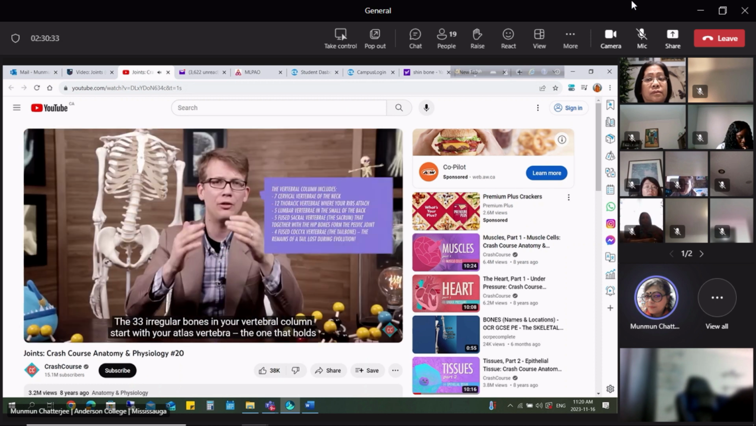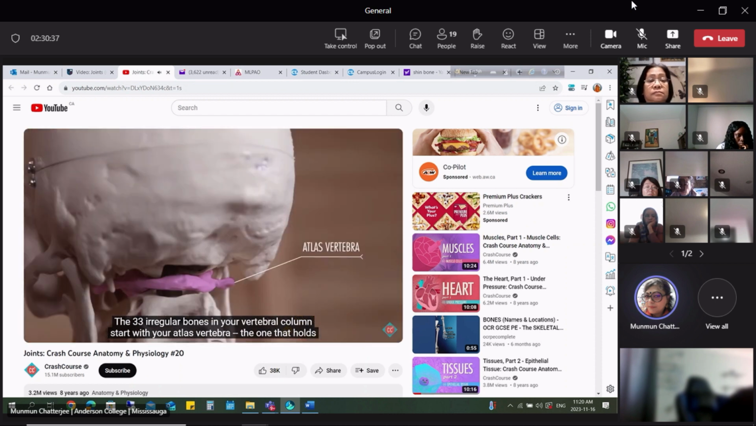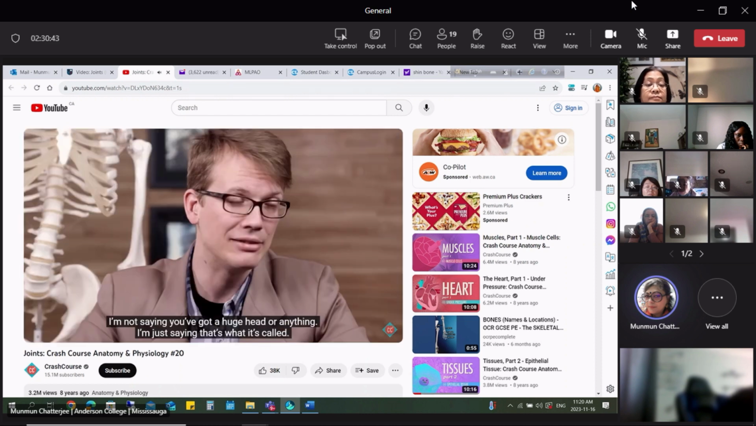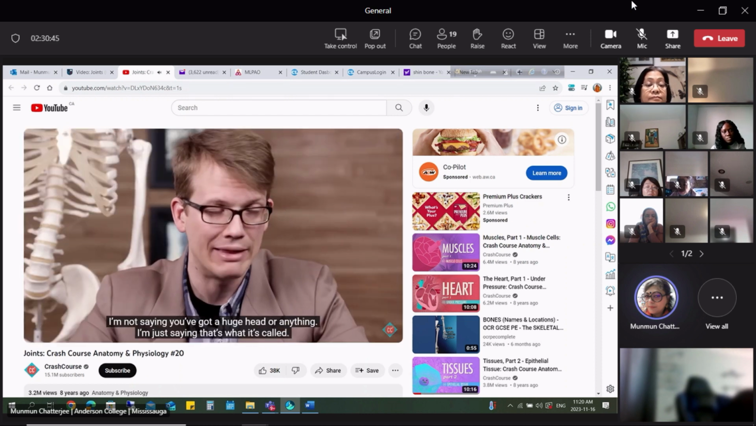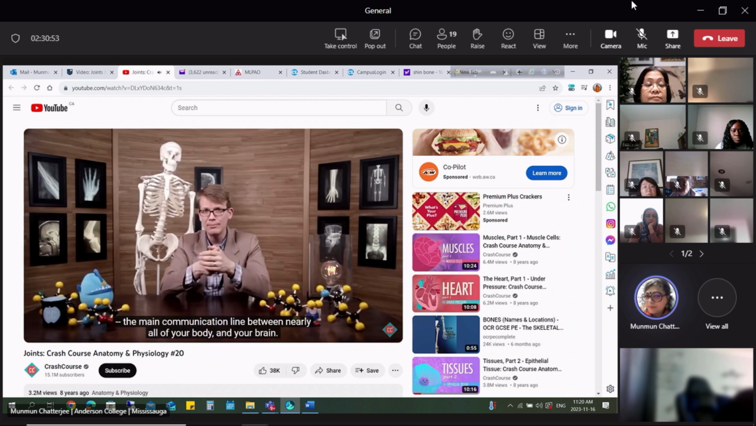The 33 irregular bones in your vertebral column start with your atlas vertebra, the one that holds up your skull and is named for the Greek god Atlas, who held the world on his shoulders as a punishment. I'm not saying you got a huge head or anything, I'm just saying that's what it's called. The vertebrae run down from your skull to your pelvis, providing the central support for your upper body and completing the enormously important job of protecting your spinal cord, the main communication line between nearly all of your body and your brain.